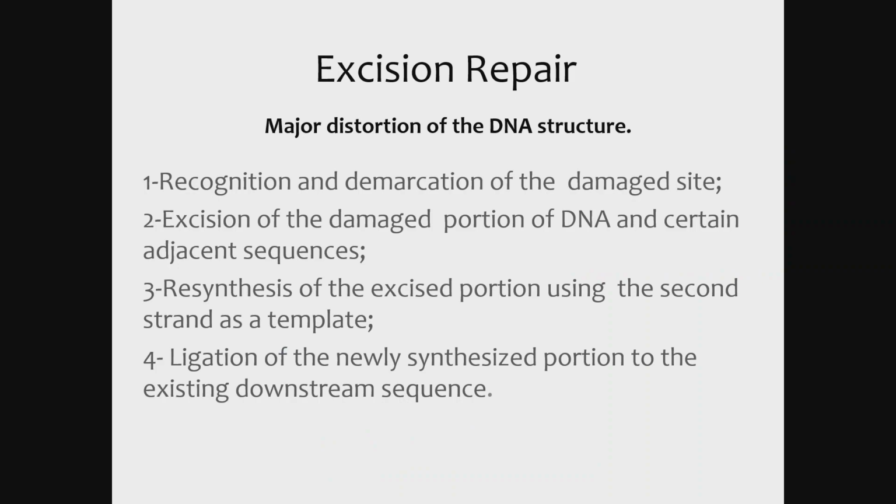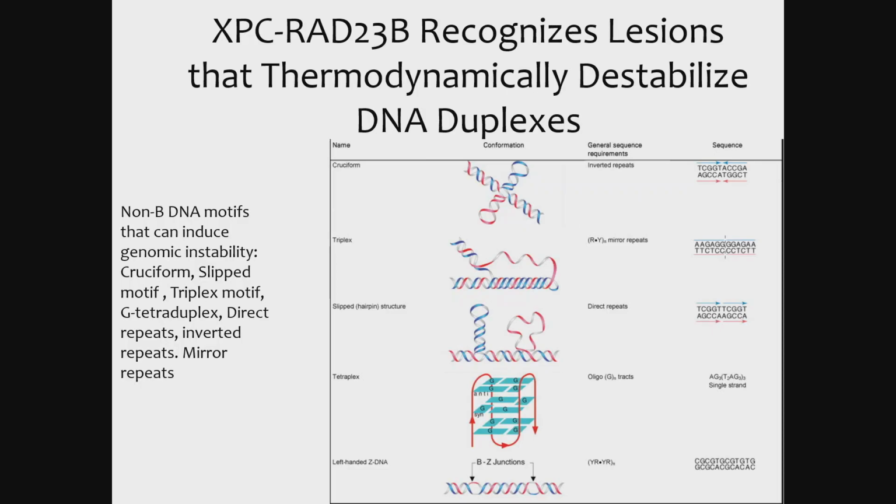So what is happening in here? We have to recognize the sites that are damaged. Then we have to cut a larger portion of the DNA, but by larger I mean 20 base pairs and not hundreds of bases. Then we have to synthesize again, ligate, as in base excision repair. Another thing that this system may recognize is different conformation of the genome.